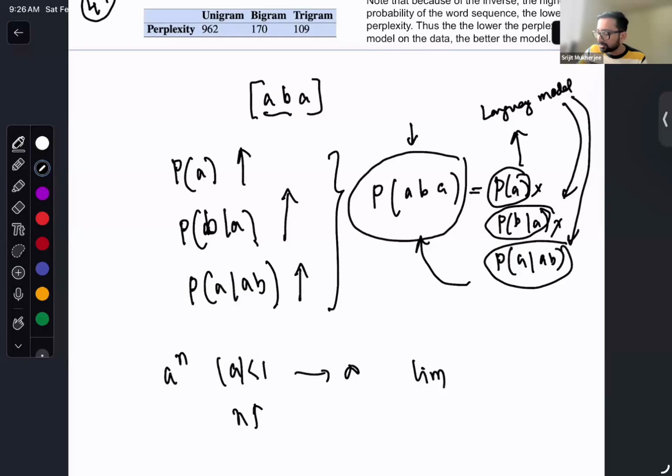You know that the limit as n tends to infinity of a to the power n, if mod of a is less than 1, is 0, right? So each of the probabilities is less than 1. So if you have a high number of such outputs in the test data set, which usually it is, this will go to 0. And you may think, oh, it's working really well. So we need to somehow normalize it, somehow increase it.